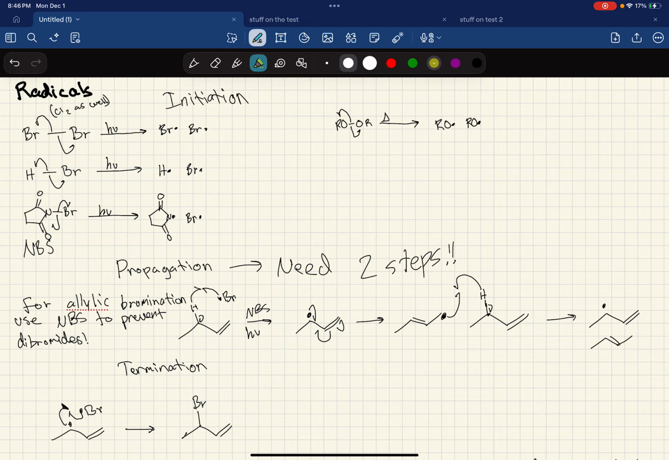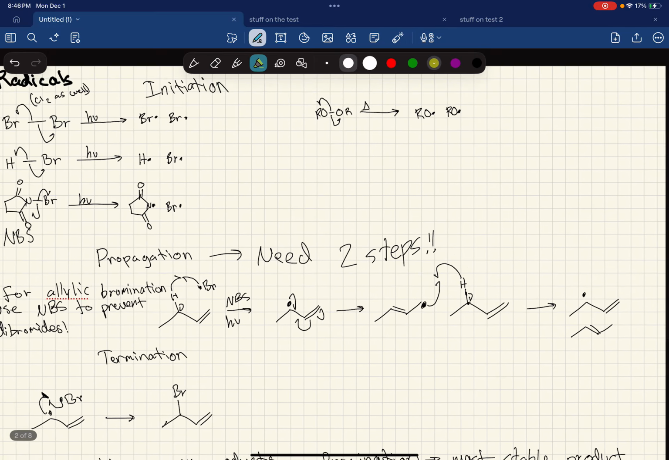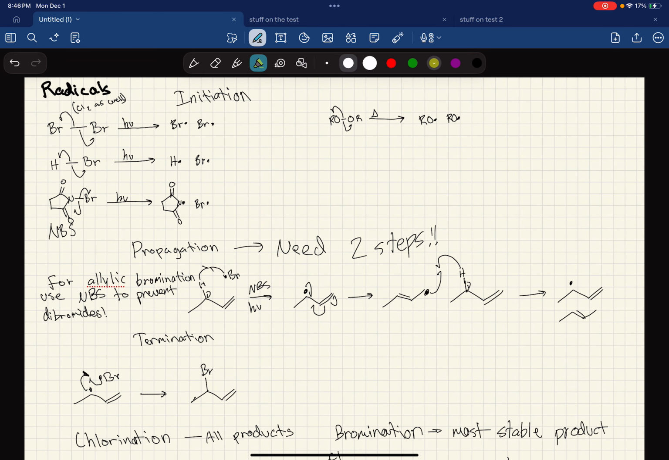All right, to start off, talking about radicals, we're going to start with the second point: be able to identify radical initiation, propagation, and termination events in a mechanism. All right, so the initiation of a radical reaction is how the radicals are created, as you can see right here, from a molecule that originally has no radicals, such as Br2, the HBr, or the NBS.